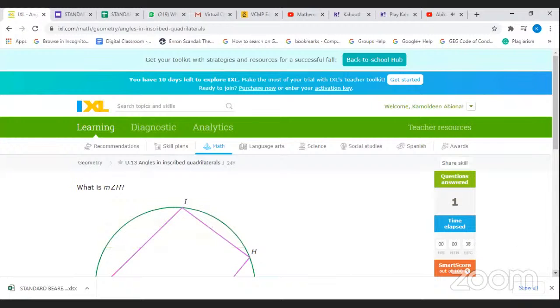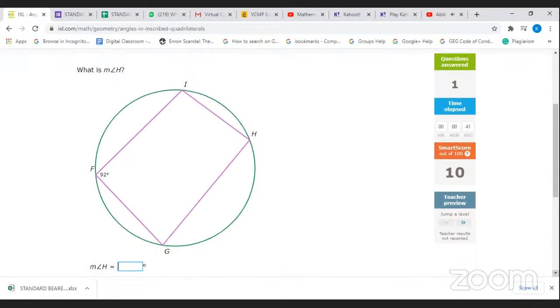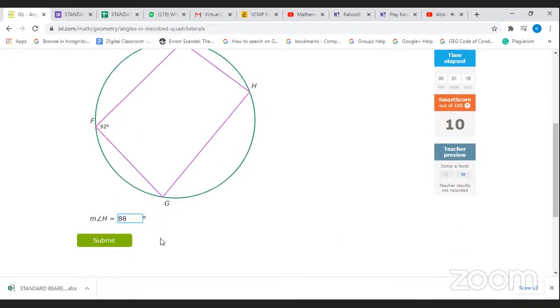The next one, find angle H. You realize that angle H is opposite to 92. So what will you add to 92 to give you 180? That's 180 minus 92, and that should give you 98. Is it 98? No, that's 88. So just write your 88 there.